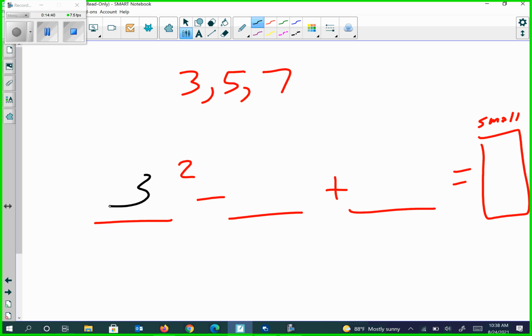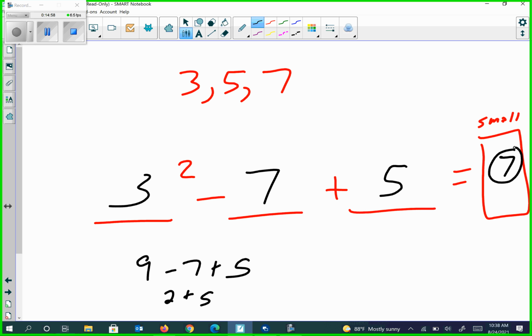All right. What should go where next? Here? Okay. And then it leaves us the 5. So let's see what that's going to come out to. I get 9 minus 7 plus 5, which is 2 plus 5, which I come up with 7. Did anybody get a smaller answer than that?